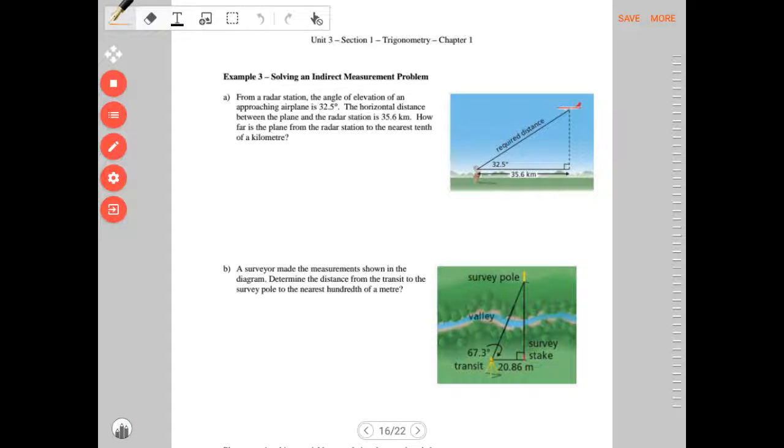Okay, so example 3, using indirect measure. Not a problem. From a radar station, the angle of elevation of an approaching airplane is 32.5 degrees. The horizontal distance between the plane and the radar station is 35.6 kilometers. How far is the plane from the radar station to the nearest tenth of a kilometer?